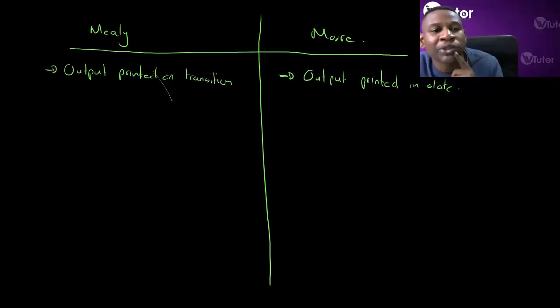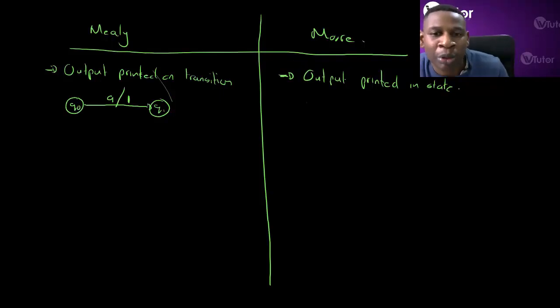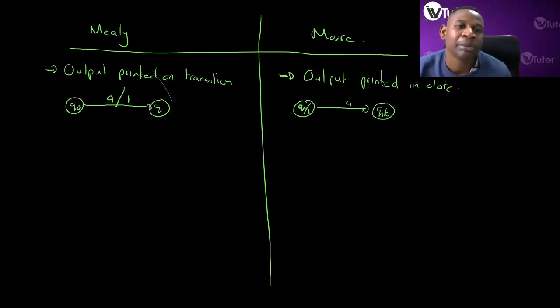What do I mean? If we've got two states, let's label them Q0 and Q1, and a transition between these two states. In a Mealy machine, the transition with an A has an output printed there. Whereas a Moore machine is going to have an output printed in the state, so we have an A, and then Q1, maybe with a 0. So Mealy has output printed on the transition, and Moore has output printed on the state.